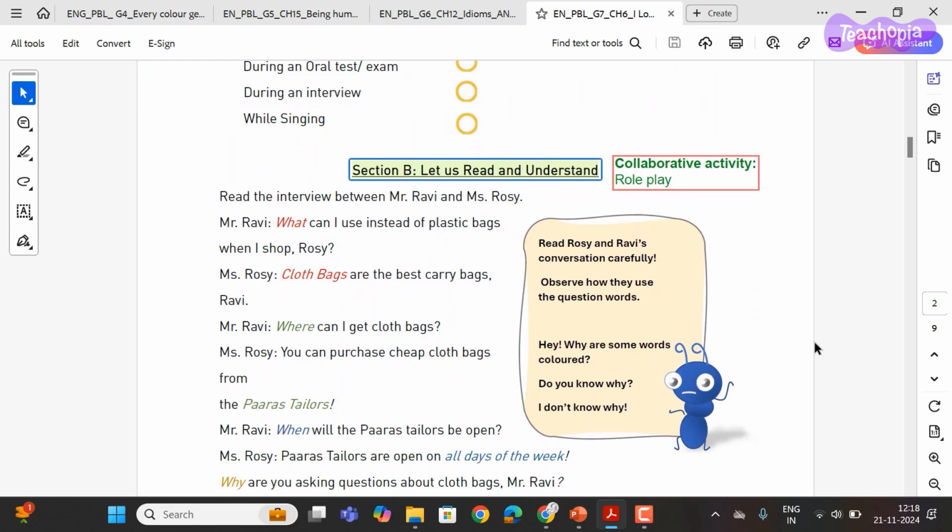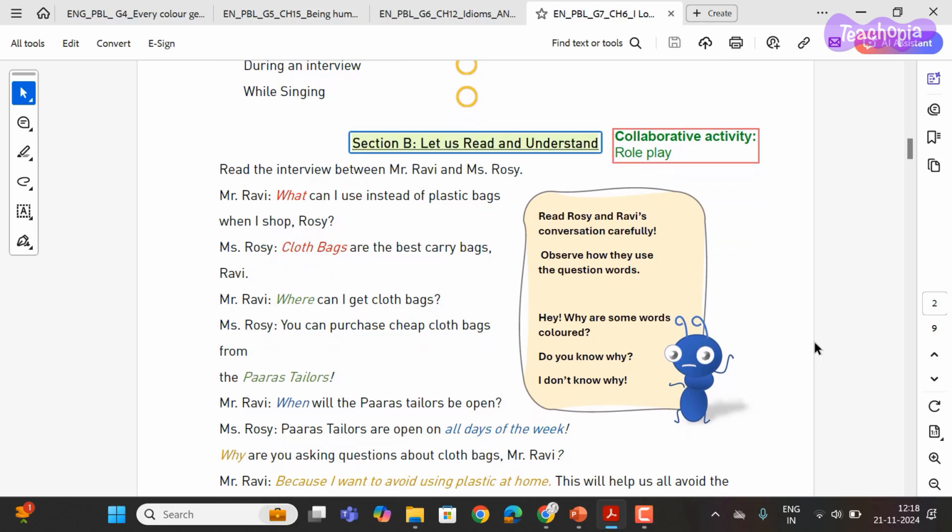The next activity is a collaborative activity. It's a role play, which is an interview between Mr. Ravi and Miss Rosie. In this conversation, we have colored some words. If you observe clearly, you will notice that these words are answers to the WH questions or the WH questions themselves. So this is something that you can have a discussion with the learners after they have gone through the role play.